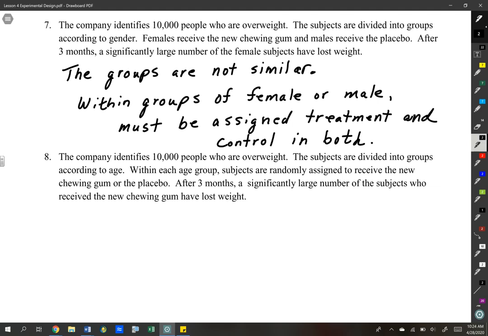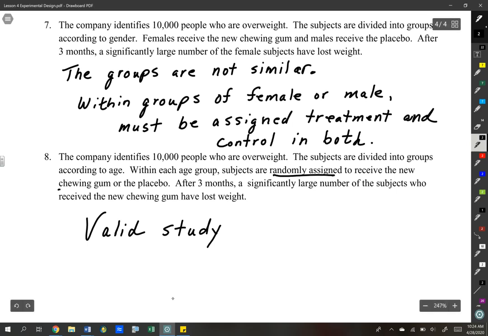All right, so the subjects are divided into groups according to a similar characteristic. Because subjects within each age group are randomly assigned to receive the new gum or the placebo, replication is possible. So this is a valid study. We've met everything we need. We have a large enough group of people. We've divided into groups, but within each group, we're randomly assigning some to get the actual chewing gum with the medicine in it and some to get the placebo. So this one is a valid study.